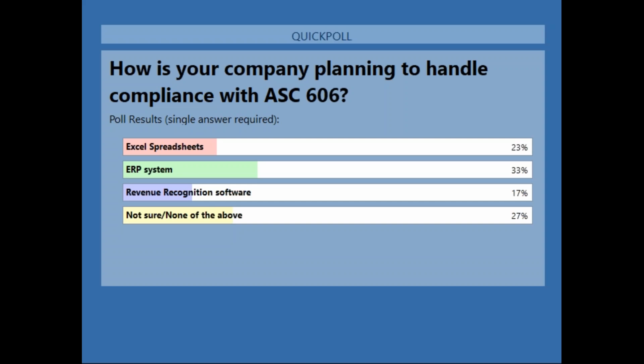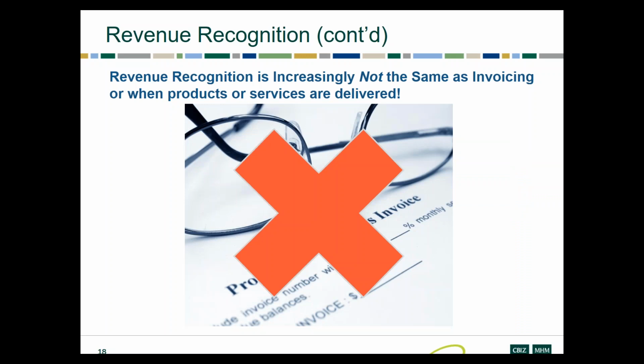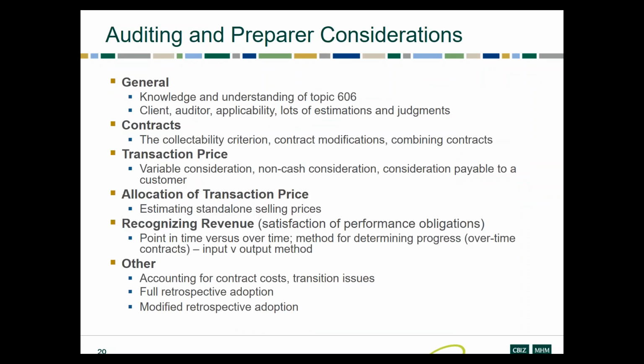A few auditor and preparer considerations. Thanks, Kristen. So this next slide here really, I think, summarizes some of the concepts and the areas that both auditors and management at audit clients should be thinking about. As we look down the list here, just in general, this is a principles-based standard. So there are a lot of estimates and judgments that need to be made. And so, it's important to at least have a working knowledge of the standard and understand the overall process. You get into the area of contracts. Auditors are going to be concerned about that, from contract modifications, combining contracts.